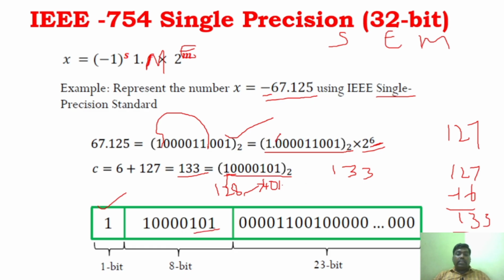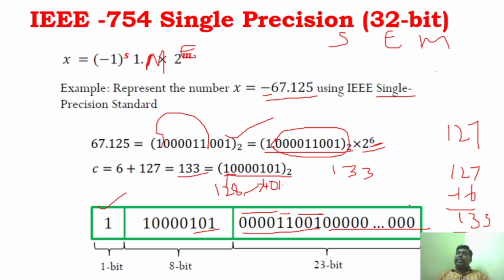And all this is the mantissa. So you can see here four zeros, 11, 001. Remember how many bits there are in the mantissa: 1, 2, 3, 4, 5, 6, 7, 8, 9. Only 9 bits here, but you have to represent it in 23 bits. So the remaining bits will all be 0. This is how you have to represent a number using single precision.